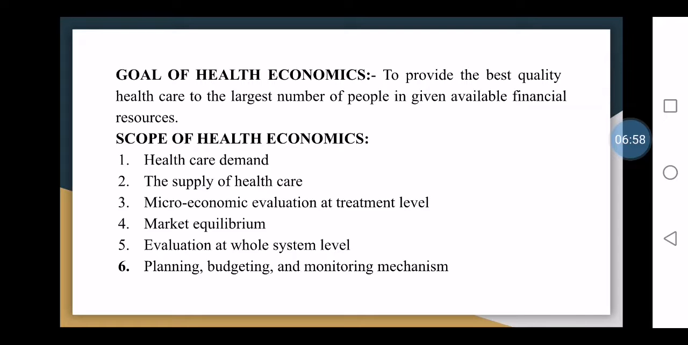Then evaluation at whole system level, not only the public sector, the private sectors, everywhere we should have a proper balance. All over in India there should be some norms related to health services. Then planning, budgeting and monitoring the various mechanism. So all these areas really show the scope for health economics.